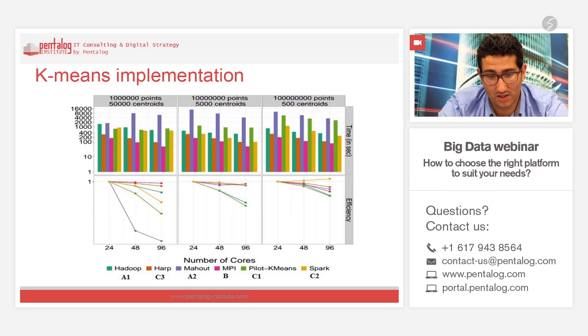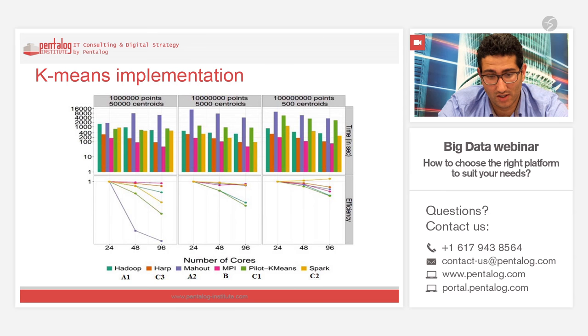And in these figures, there are three kinds of implementation of the famous K-means algorithm, which is a machine learning algorithm. In the first scenario, I used 1 million points and 5,000 centroids. In the second scenario, which is the figure in the middle, I used 10 million points and 5,000 nodes. And in the last one, you see on the right, I used 100 million points and 500 nodes.